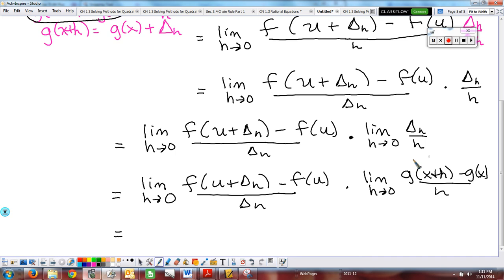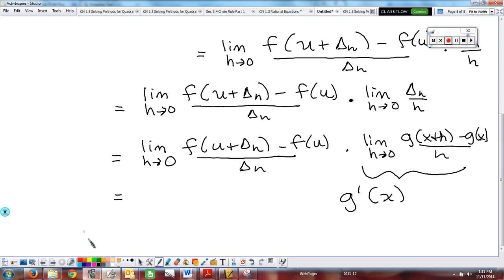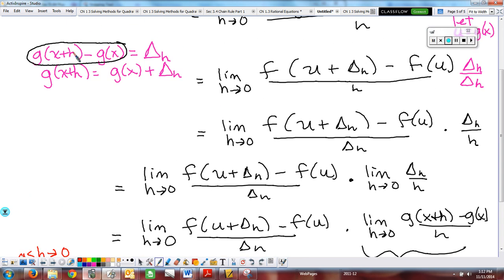What is this right over here? This is exactly g prime of x. So this is our definition of how fast the inside function is changing. There's my g prime of x. All right, now over here, using the same kind of strategy I did in the last one, I'm going to utilize the fact that as h goes to 0, my delta h is going to go to 0 as well. Because if you think about it, as h goes to 0, g of x plus h is going to end up being g of x. And so the difference between the two functions becomes smaller and smaller, and when h gets to 0, it's the same function, so it's going to go to 0 as well.